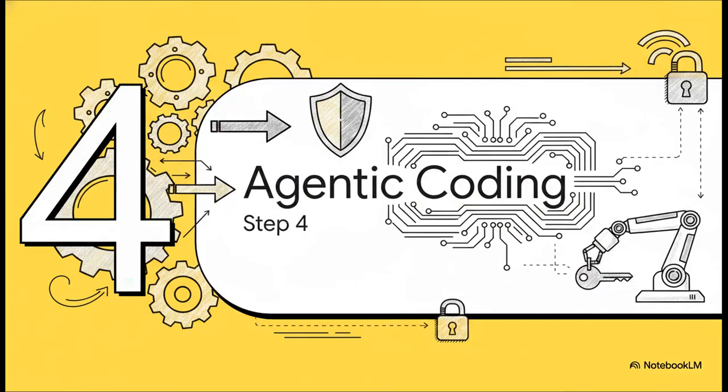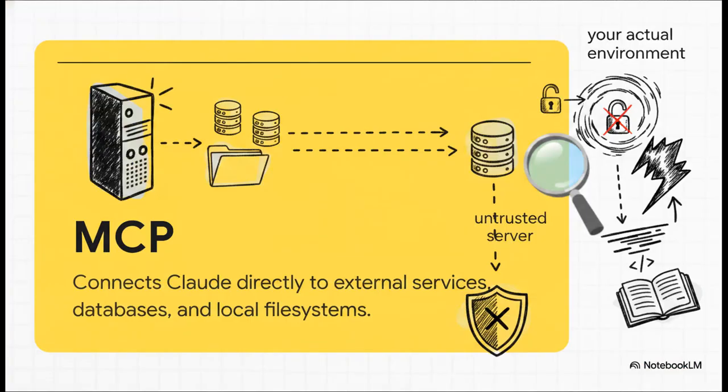Which brings us to step 4, secure agentic coding. Now, let's look at how this builds into an area that most teams honestly ignore until it's way too late: agentic security. We're talking about MCP, or the Model Context Protocol. MCP is incredibly powerful because it bridges the gap between fun demos and actual production. It allows Claude to connect directly to external services, databases, and even your local file system. But, and this is a big but, it also gives the AI access to your actual live environment, meaning if you aren't careful, an untrusted server could literally read or write to your codebase.